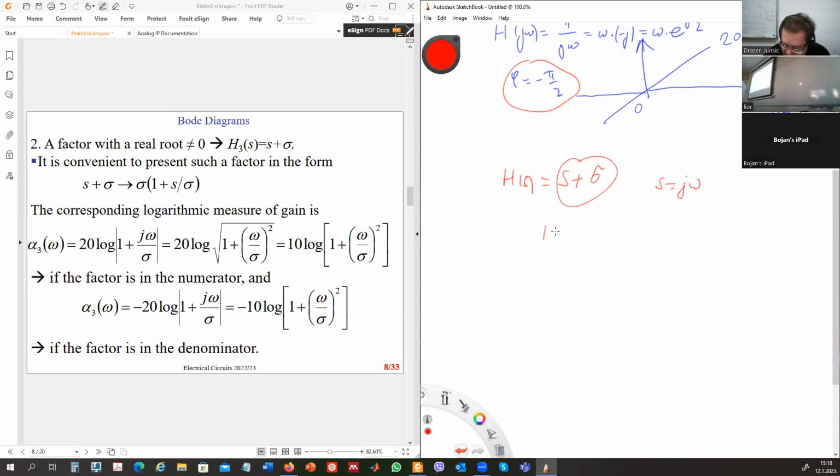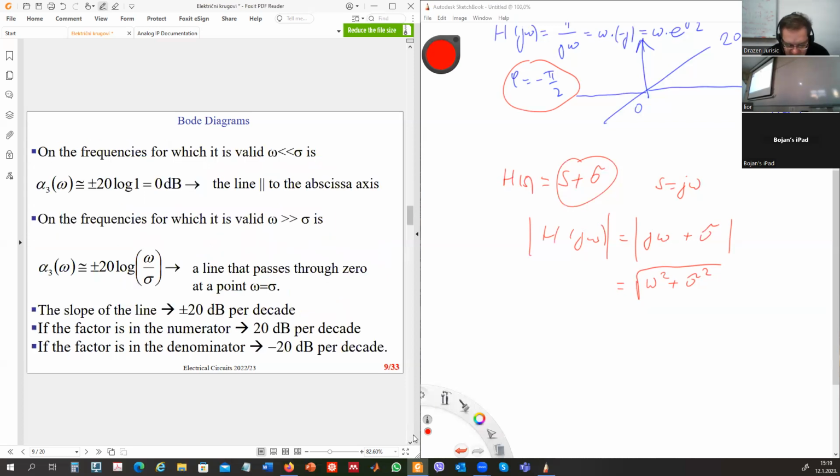So then H of j omega is equal to j omega plus sigma, and then the absolute value we can put here, and then this is the square root of omega square plus sigma square, and so on. What is also important, you see it here on the left side, to obtain decibels, you must apply logarithm and then multiply by 20.